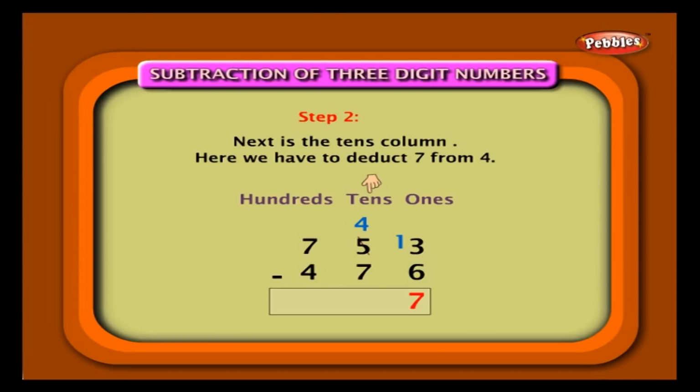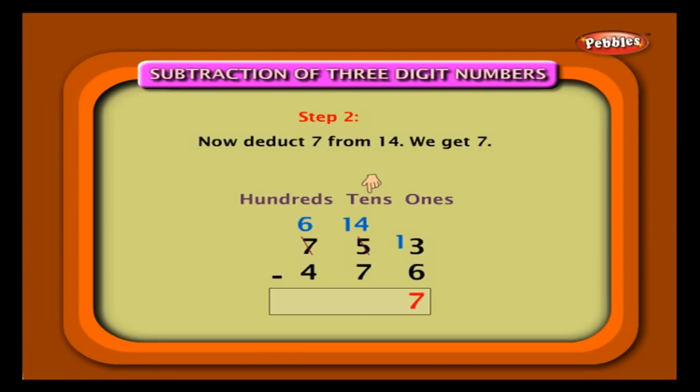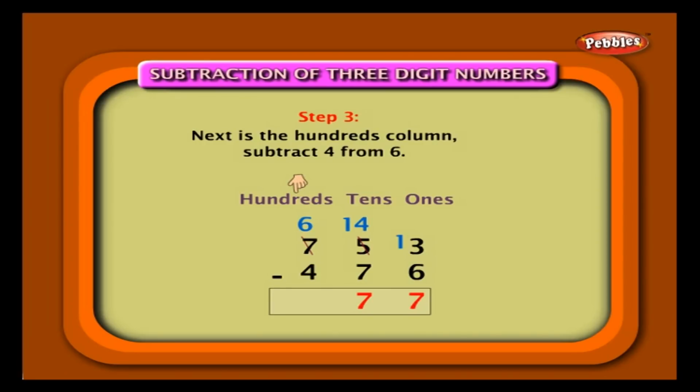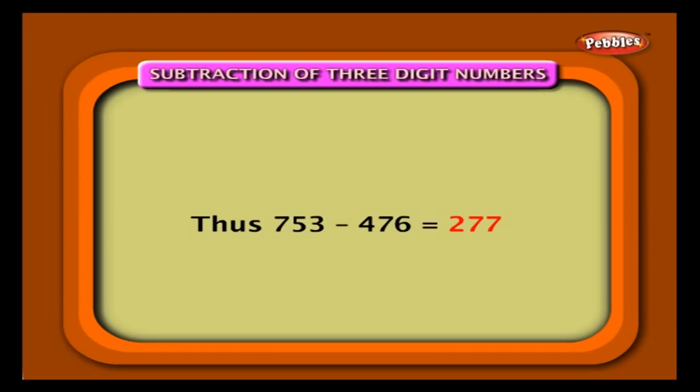Next is the tens column. Here we have to deduct 7 from 4. We cannot deduct 7 from 4. So again, borrow 1 from the hundreds column. Now deduct 7 from 14. We get 7. Write 7 below the tens column. Next is the hundreds column. Subtract 4 from 6. We get 2. Write 2 below the hundreds column. Thus, 753 minus 476 is equal to 277.